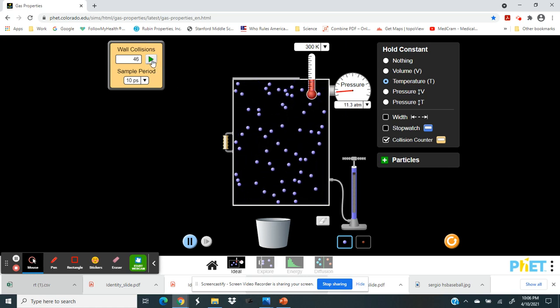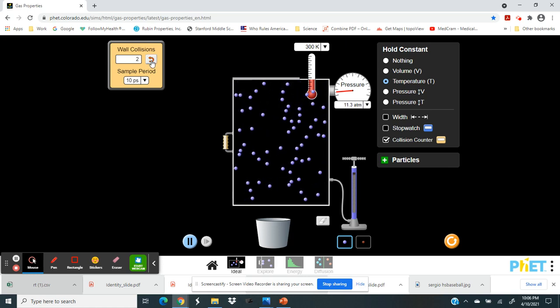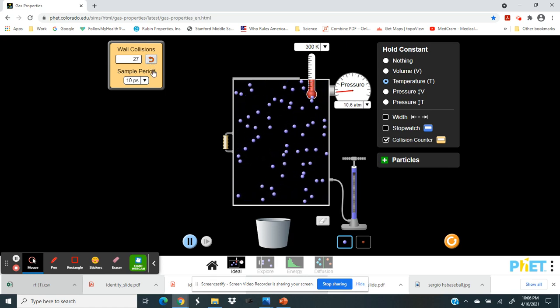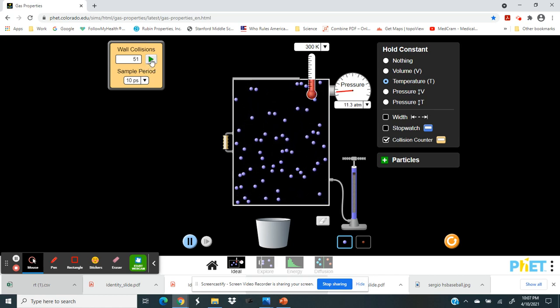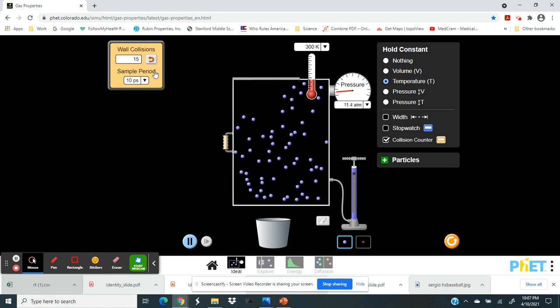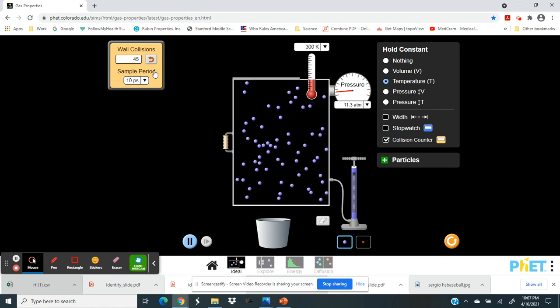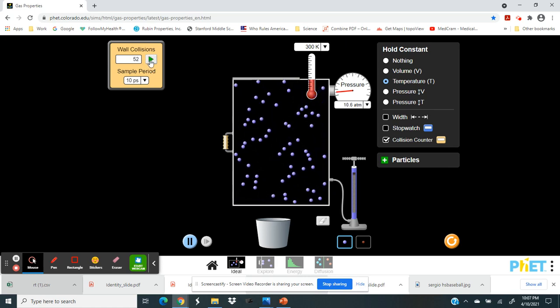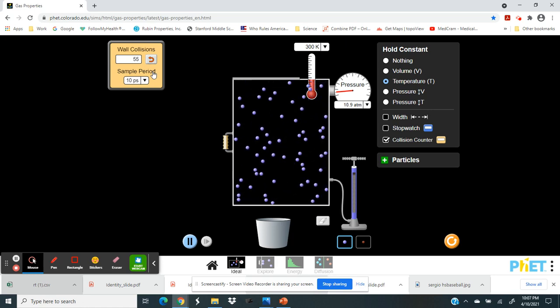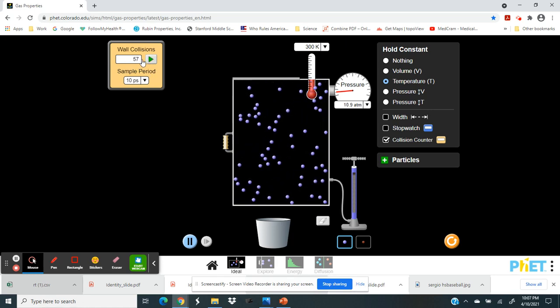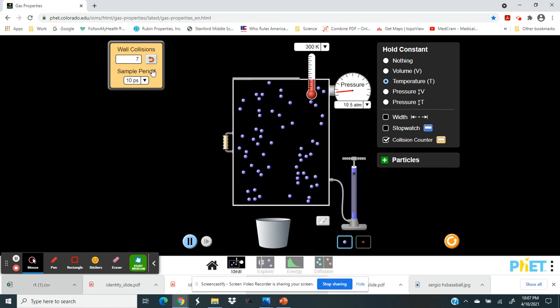And the reason the pressure went up, I'm going to go ahead and click on the collisions. And you'll notice that if I take a sample, let's see, there were 51 in that sample period. If I do another one, 52. So notice that last time they were averaging roughly about 40, 41, 42. Now they're in the mid 50s.